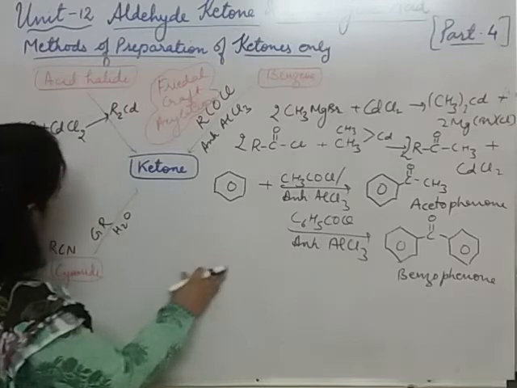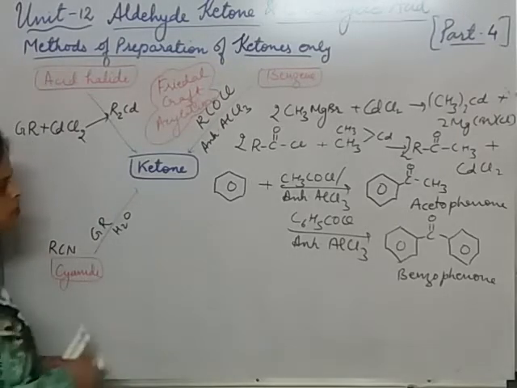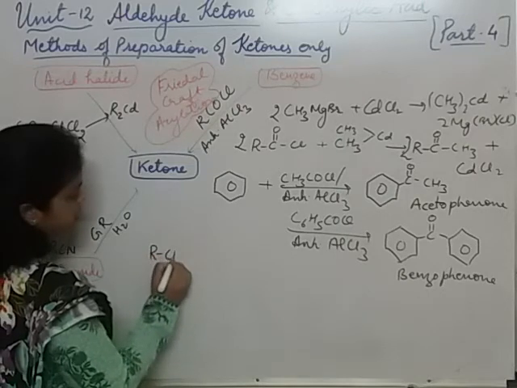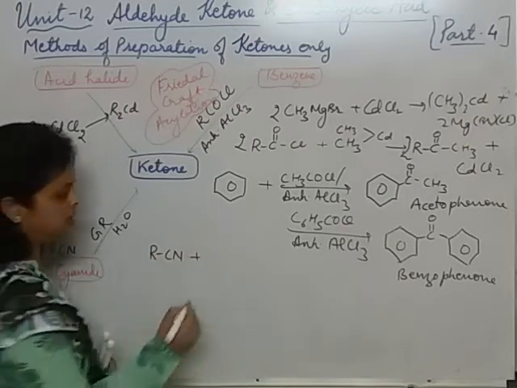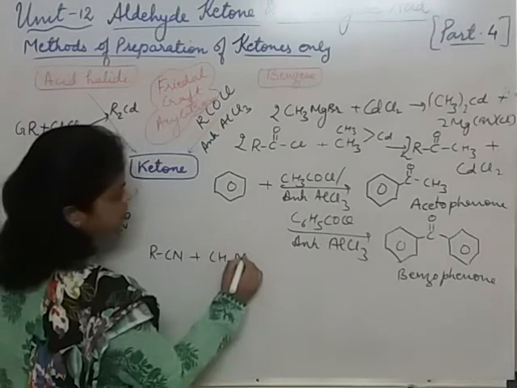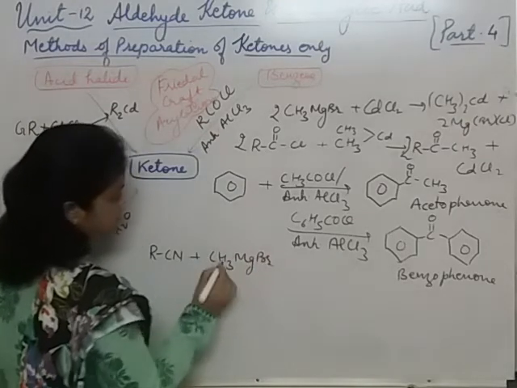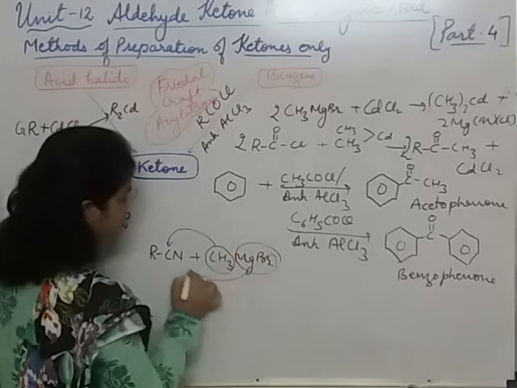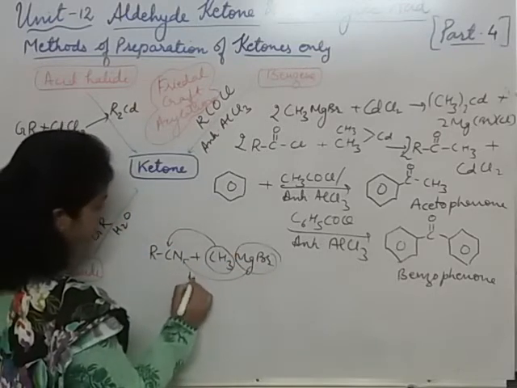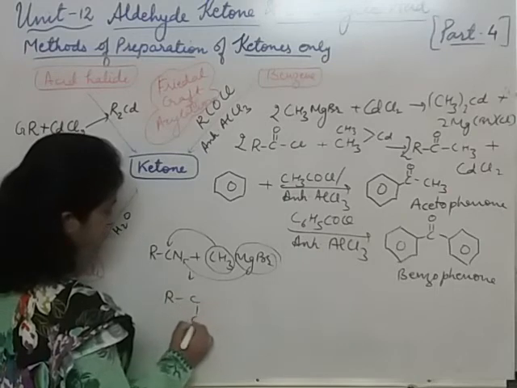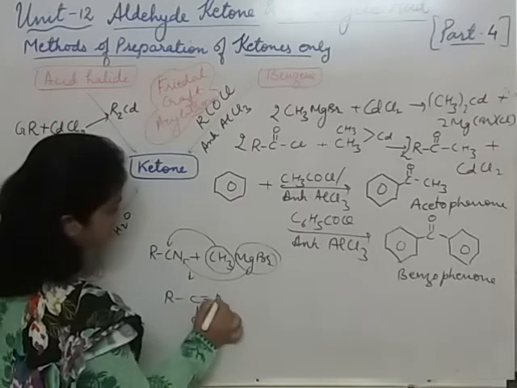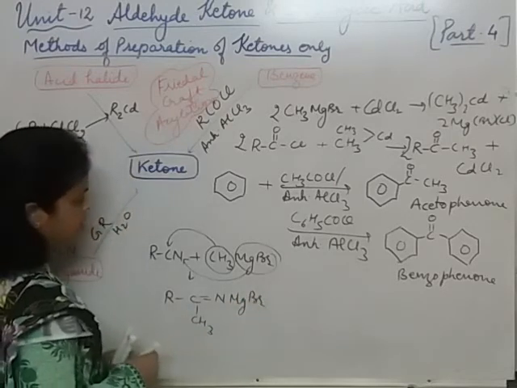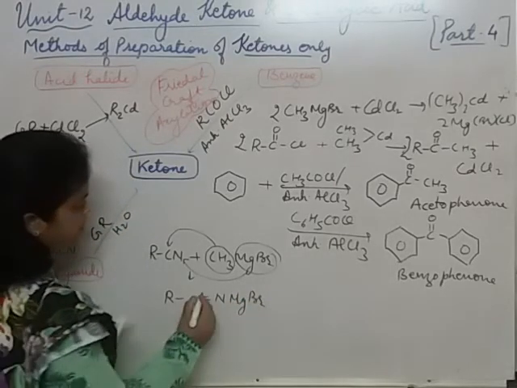Now the third one, that is the last one, cyanides, that we had already discussed. Let's go through it once again. RCN, when it combines with GR, CH3MgBr, this CH3 goes to the middle carbon and MgBr goes to N. So what is the structure? R-C(CH3)=NMgBr. Okay.